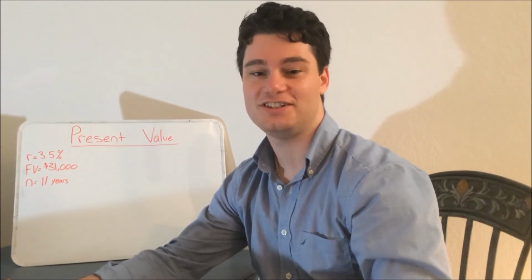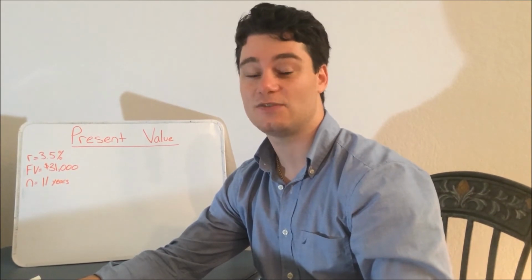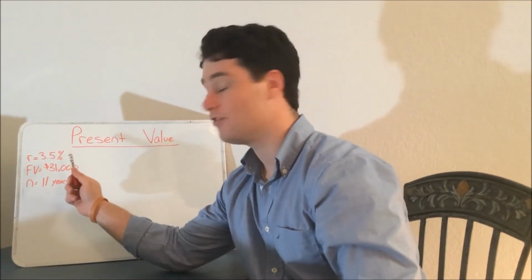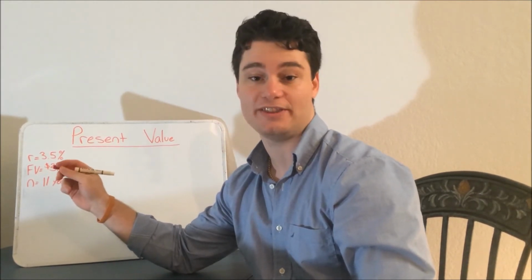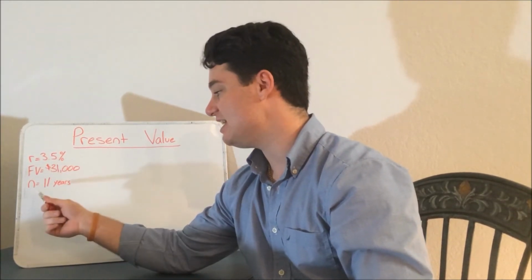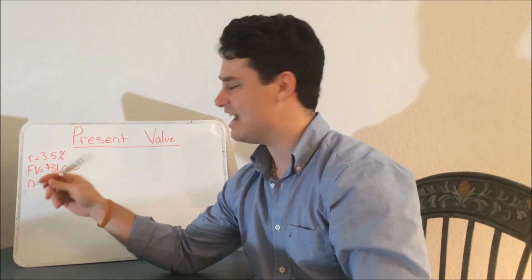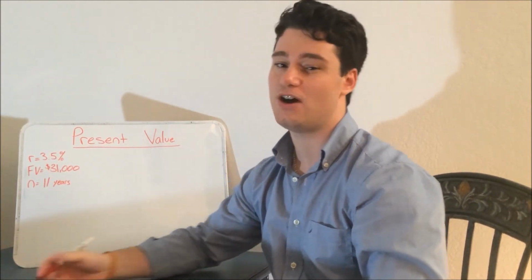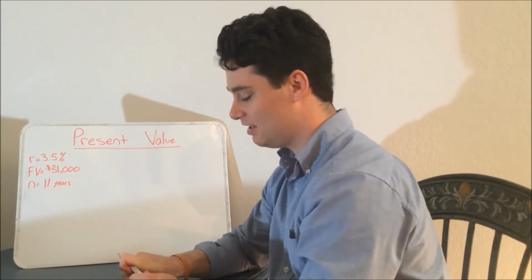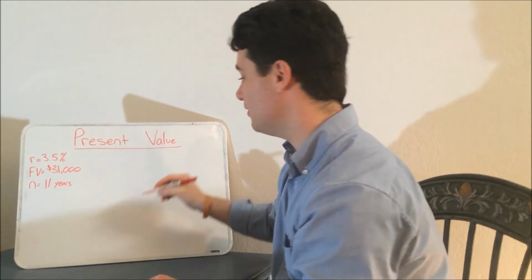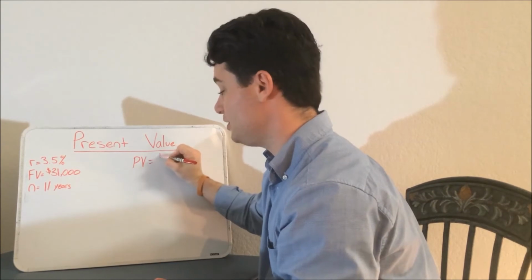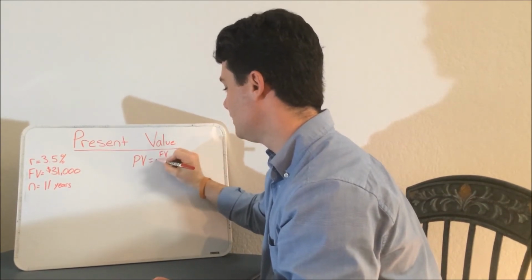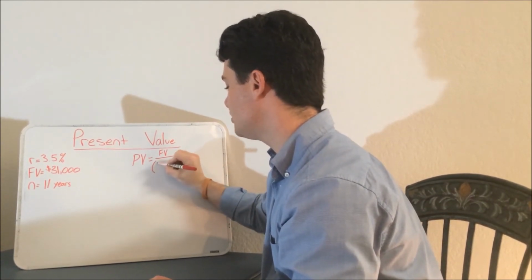Let's move on to our first example of present value. So for present value, we have a rate of 3.5%, a future value of 31,000, and an n equal to 11 years. Again, all this information would be in a word problem. It has to be given to you. Let's take a look at how to do this example. Present value equals our future value divided by 1 plus r to the n.